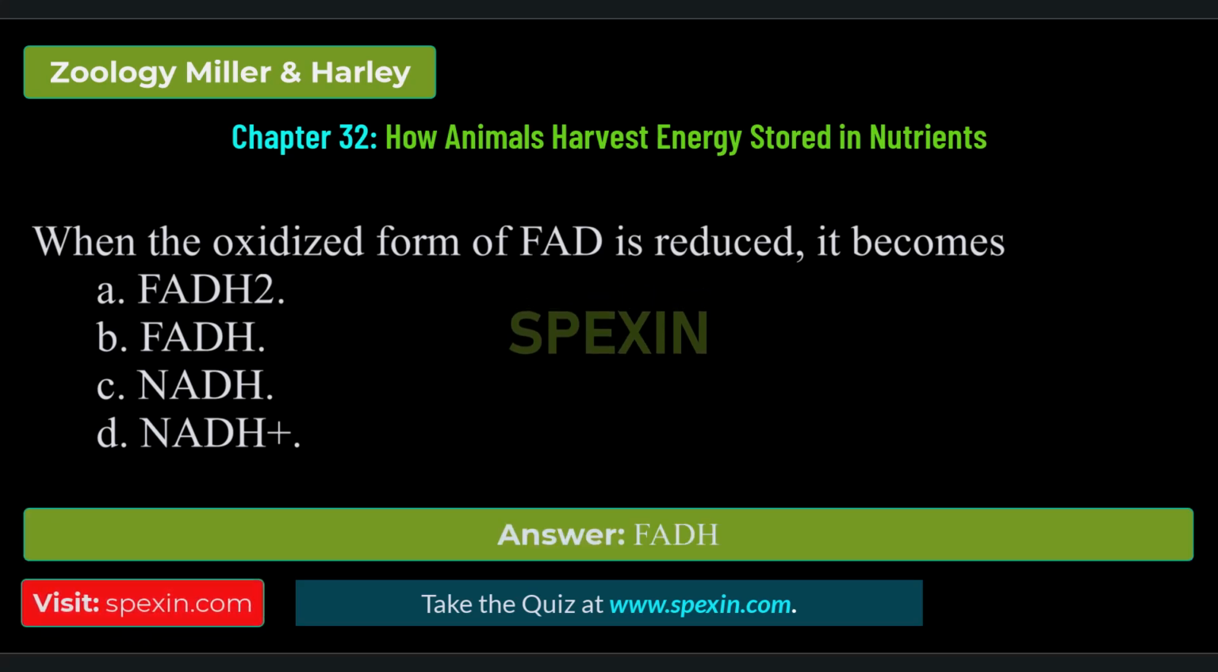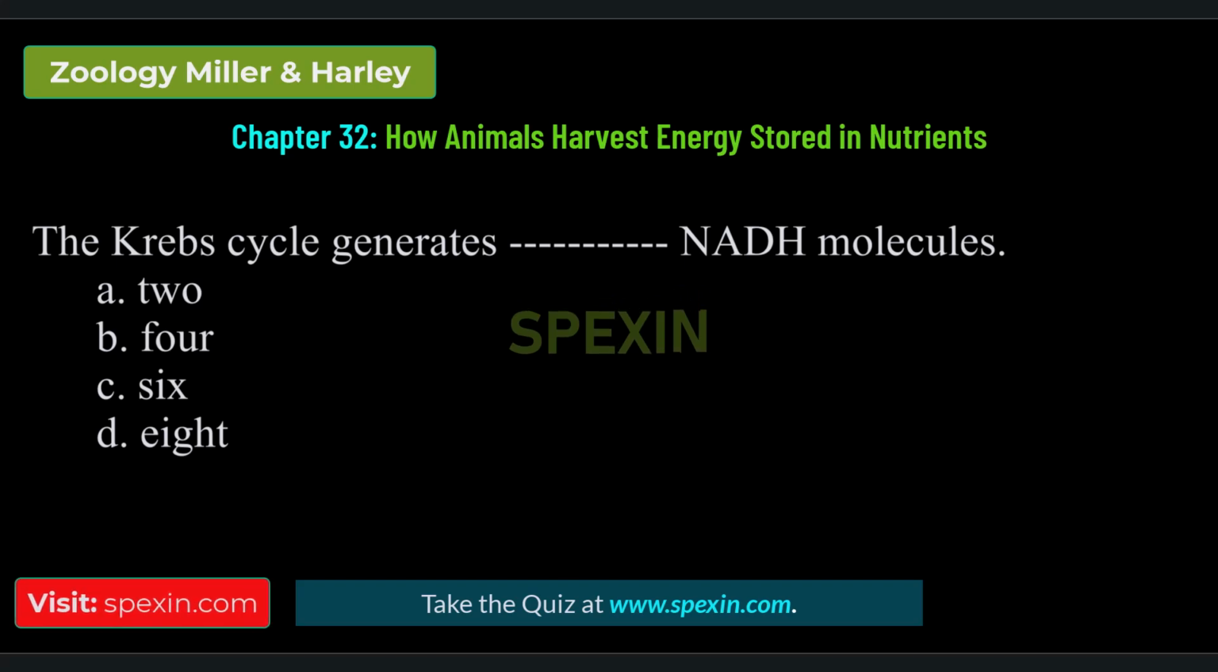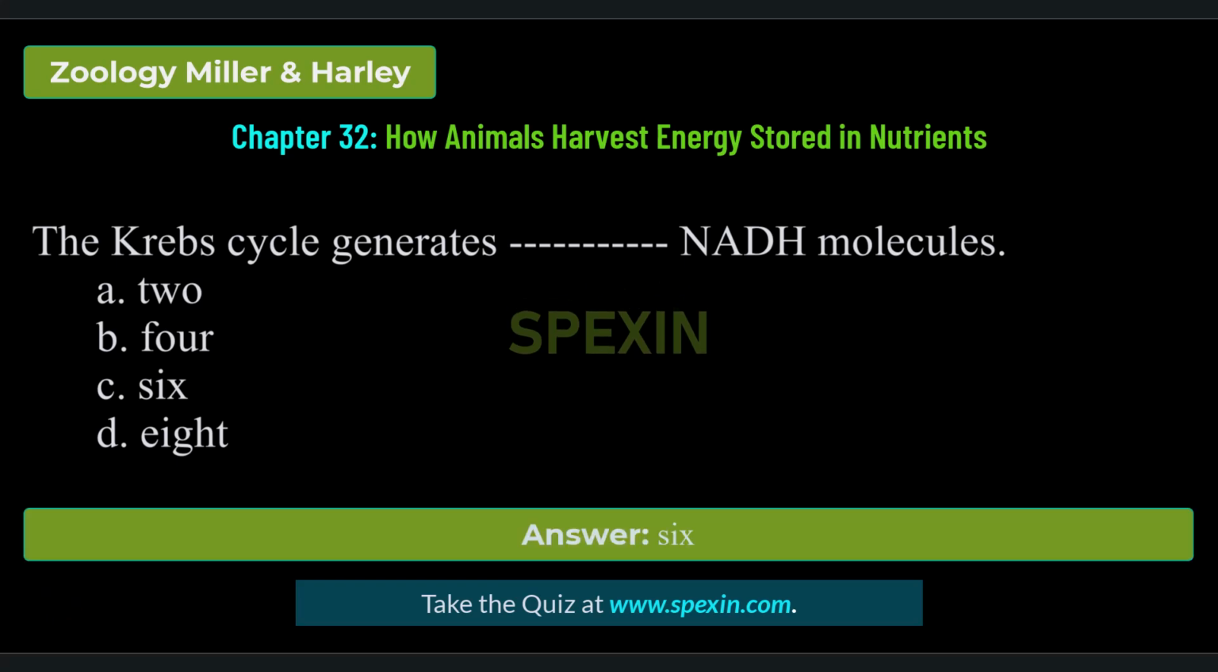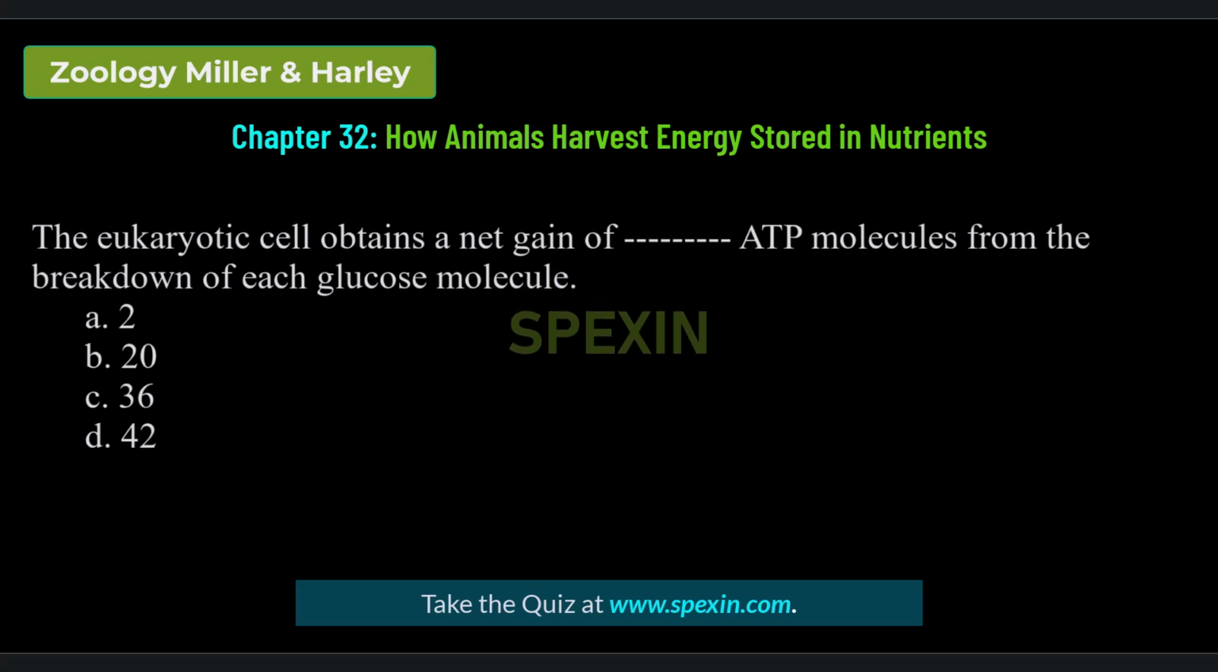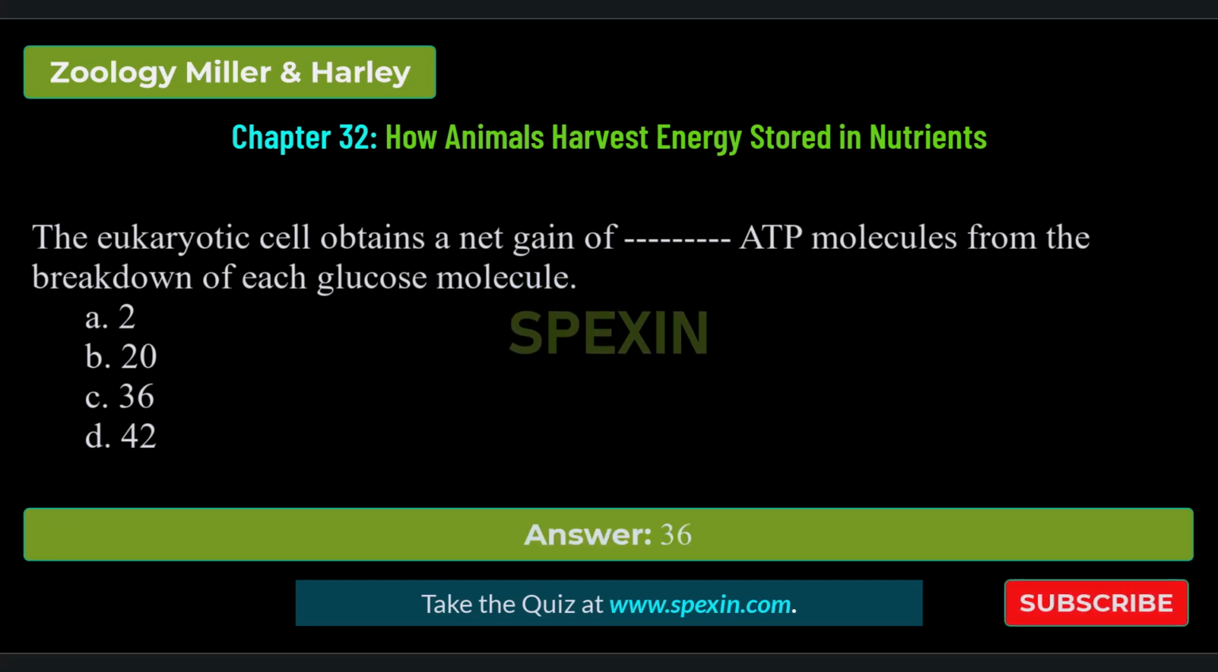When the oxidized form of FAD is reduced, it becomes A. FH2, B. FADH2, C. NADH, D. NADH+. Correct answer: FADH2. The Krebs cycle generates dash NADH molecules. A2, B4, C6, D8. Correct answer: 6. The eukaryotic cell obtains a net gain of dash ATP molecules from the breakdown of each glucose molecule. A2, B20, C36, D42. Correct answer: 36.